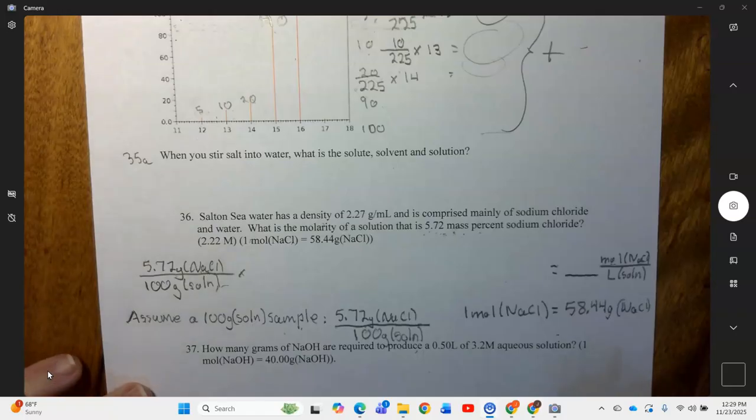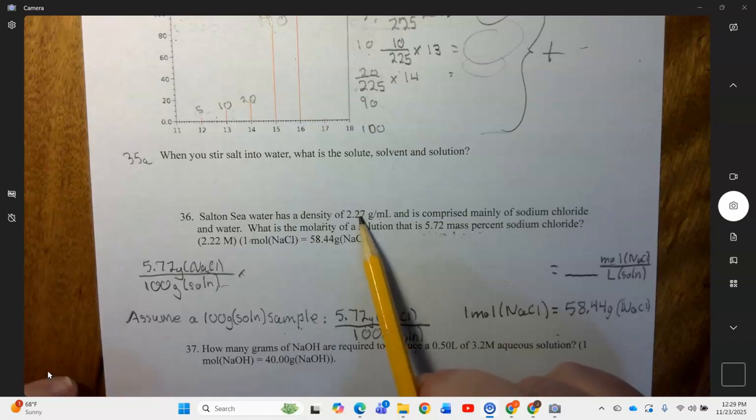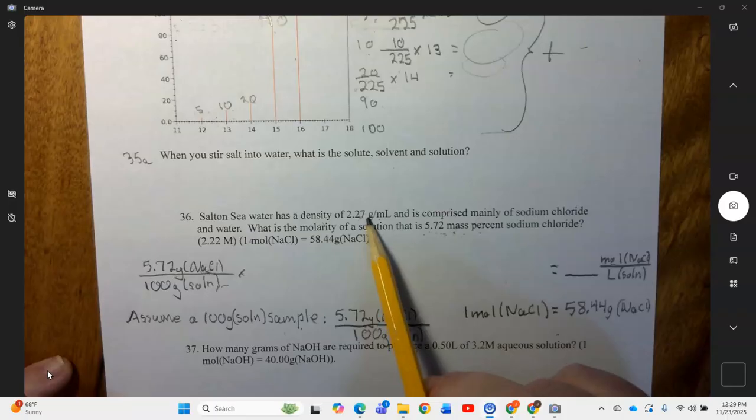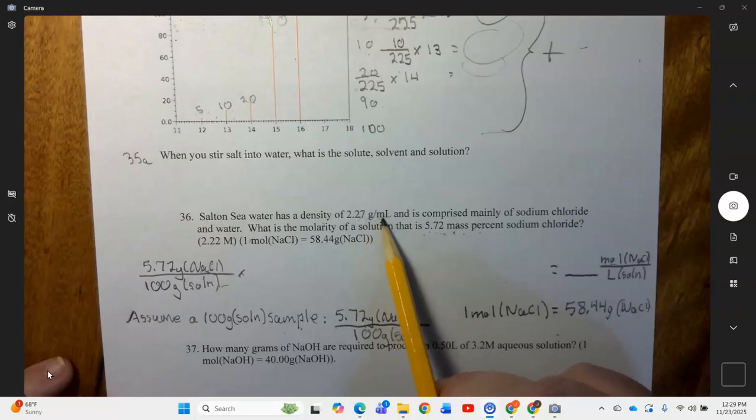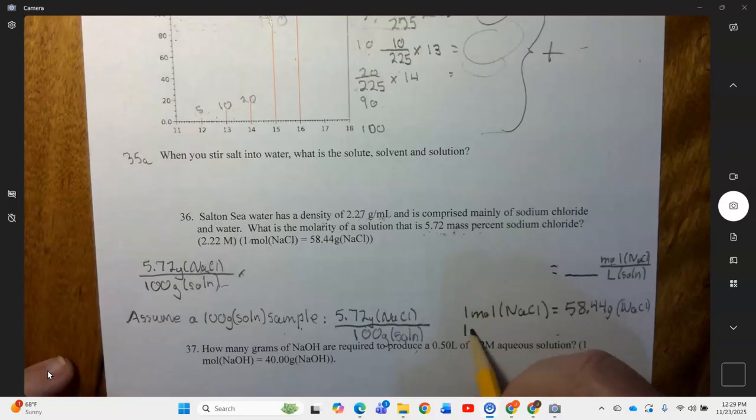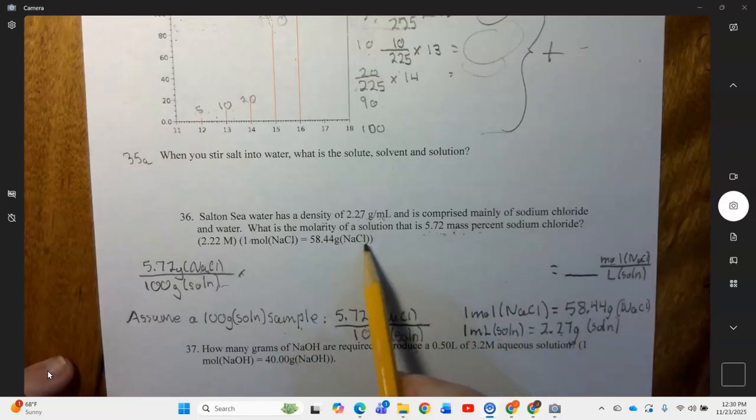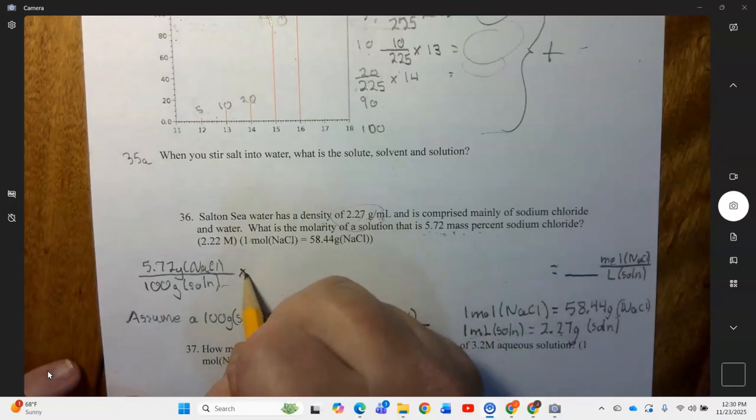Okay. One more thing you can do is this. This is 2.27 grams per milliliter. What that means is the solution weighs, or has a mass of, 2.27 grams for every 1 milliliter of solution. So both of these are solution: grams of solution, milliliters of solution. So I'm going to write it here as an equivalency. So there it is. That's how you would write this as an equivalency. Now we have everything we need set up to get going.